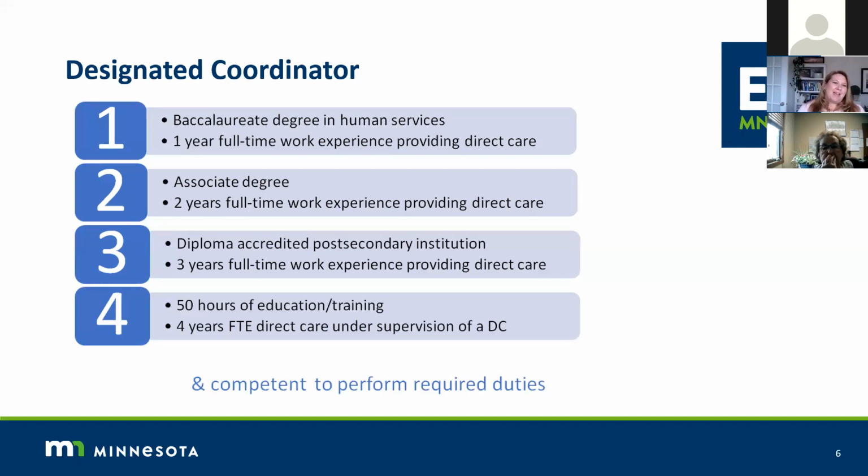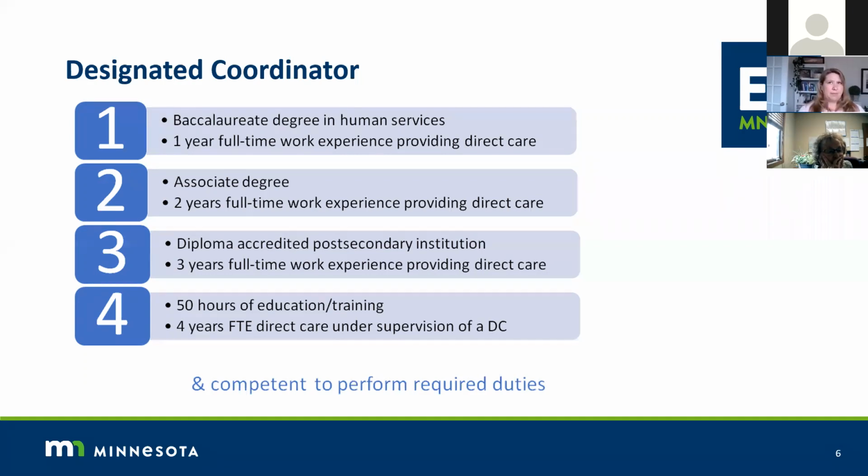So to qualify as that person, and this doesn't necessarily need to be a direct care staff or the direct employment staff. This is maybe the supervisor or manager overseeing all those staff. There's 4 different ways to qualify. The first is having a 4-year degree, or maybe it took you 5 years, but a degree in human services and 1 full-time year of providing direct care to people with disabilities or people age 65 or older. And so that's 2,080 hours of that direct care.